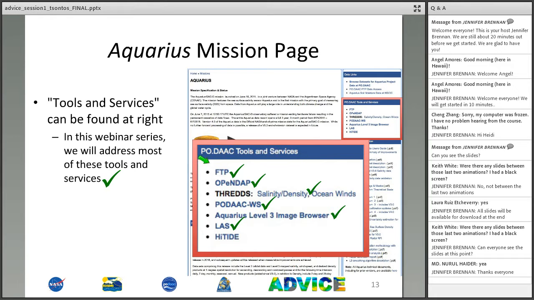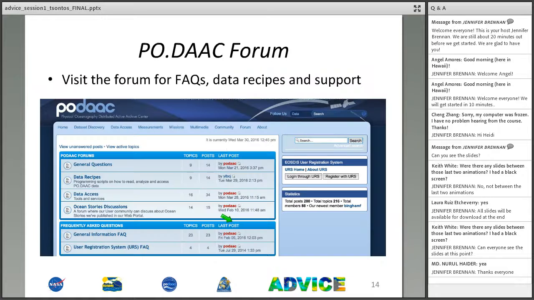The other thing underneath is links to all PO.DAAC tools and services that apply to the Aquarius data. So the Aquarius data are accessible via a range of means, including FTP, OpenDAP, which is a web service, the THREDDS web service, PO.DAAC web service tools, and some visualization and analysis software that's web-based and available through the PO.DAAC. So in follow-up sessions, we're going to be describing some of those in more detail as well.